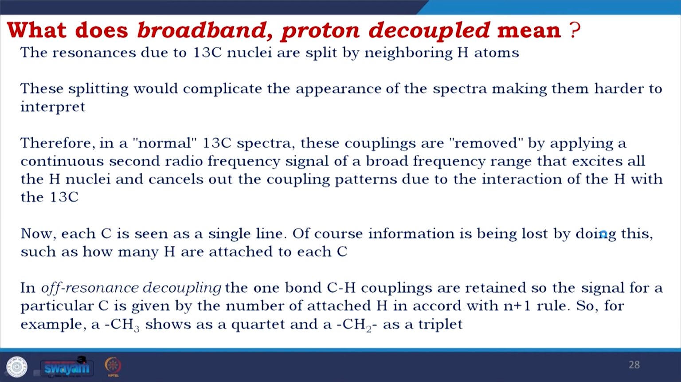In off resonance decoupling, the one bond CH couplings are retained. So, the signal for a particular carbon is split according to the number of attached hydrogens in accord with the n+1 rule. For example, a CH3 shows as a quartet and a CH2 as a triplet, and that gives us the information on how many hydrogens are attached there.